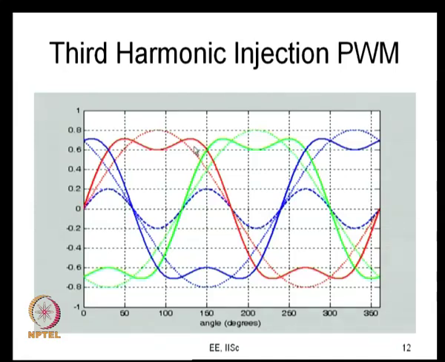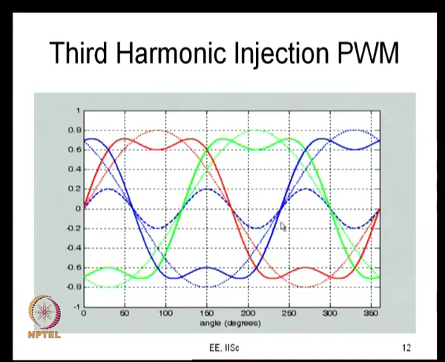So, the peak value can go as high as the peak value of the carrier, and therefore, this is able to pack a higher amount of fundamental voltage, and that is why it gives higher DC bus utilization, as I pointed out earlier. So, this is one example of a possible common mode component.